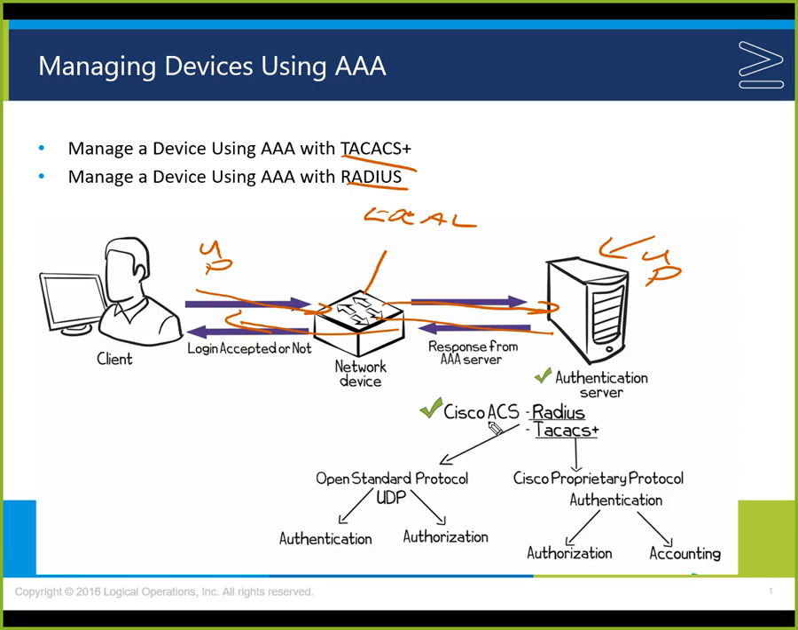The Cisco ACS is the Access Control Server, the authentication server for RADIUS and TACACS. RADIUS is an open standard, uses UDP, and uses authentication and authorization. TACACS, Cisco proprietary, does authentication, authorization, and accounting. And notice over here, RADIUS doesn't do accounting. RADIUS can do a basic form of accounting, but not to the extent of the TACACS server.